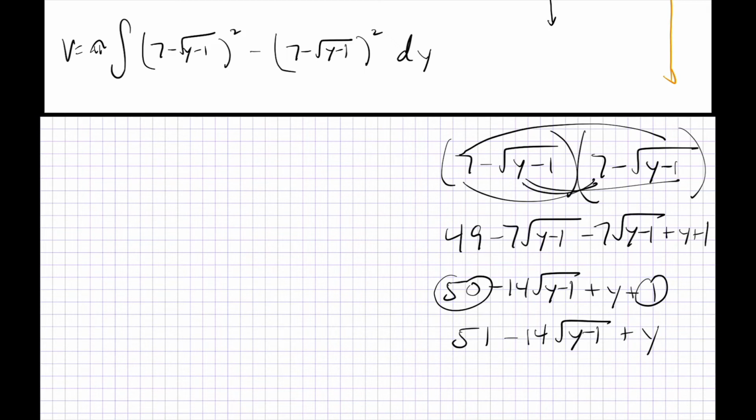Okay, so each one of those is going to be that. Oops, why did I put plus 1? Y minus 1. So that's going to be 49, 48. Okay, so each one of those is going to be that.